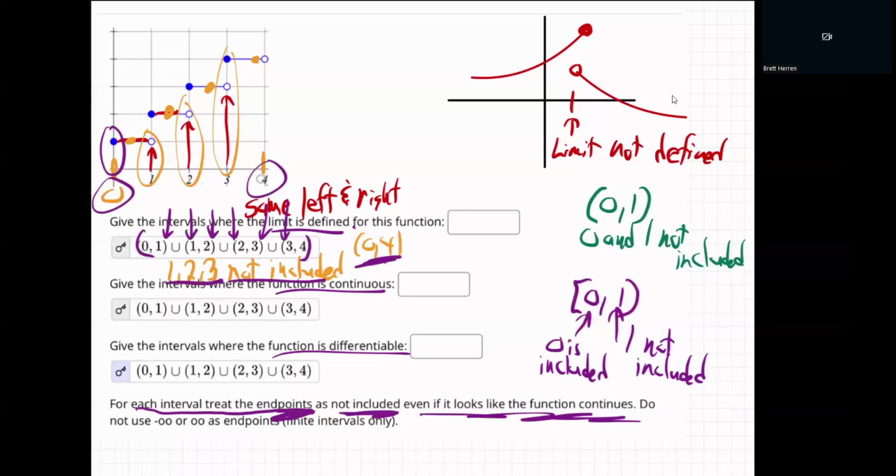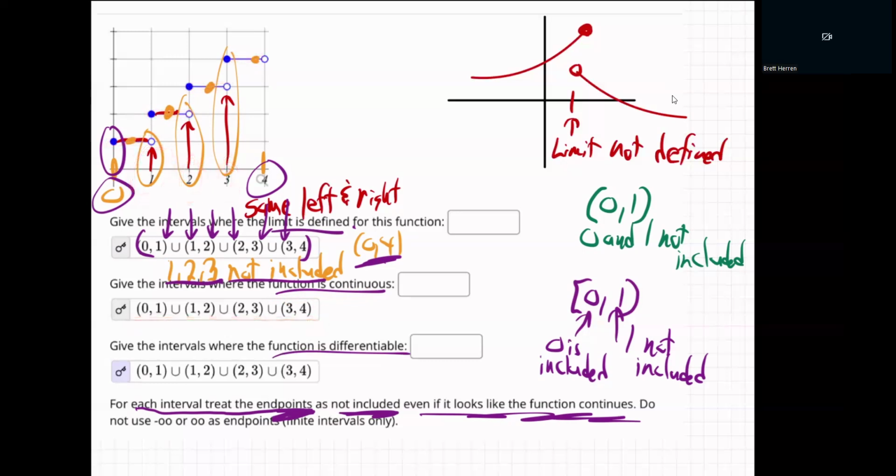All right. Next part. Where's it continuous? Now you know continuous just means you don't pick up your pen. So if I'm drawing here, and I have to pick up my pen, come up here, pick up my pen, come up here, pick up my pen. It's going to be the same thing at 1, 2, and 3. It doesn't continue. So same answer.